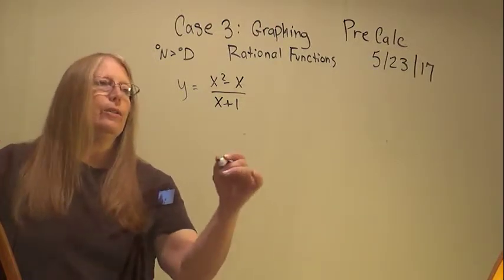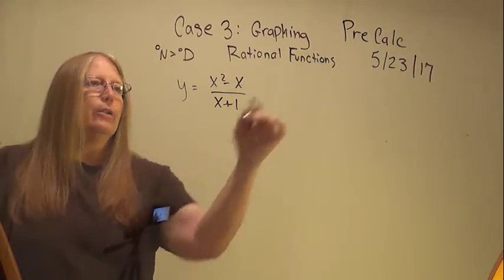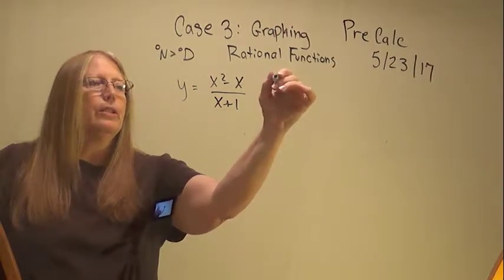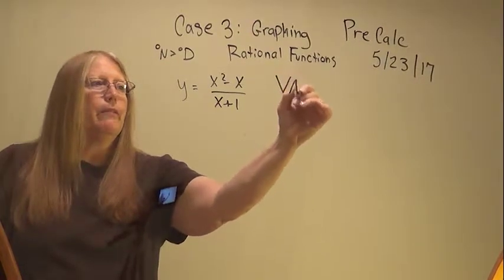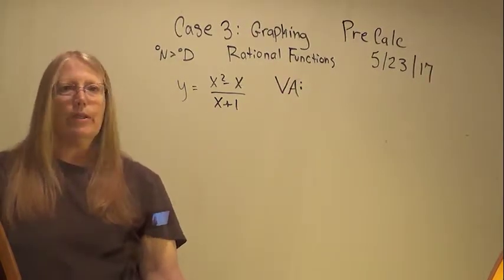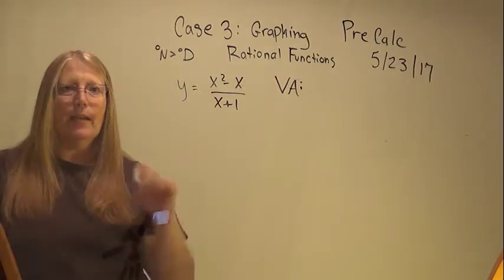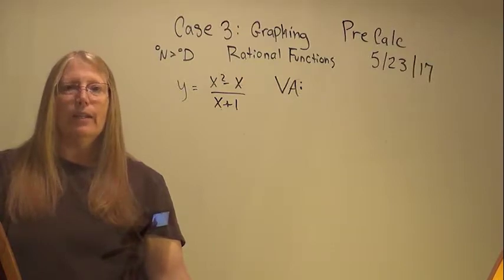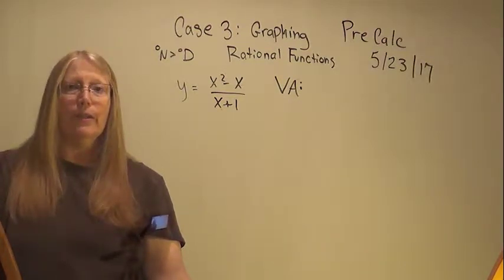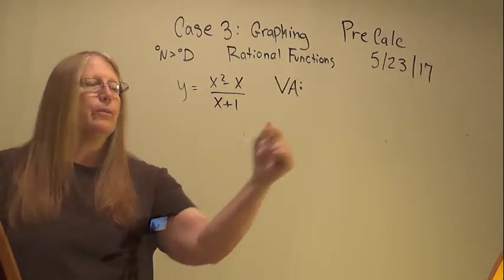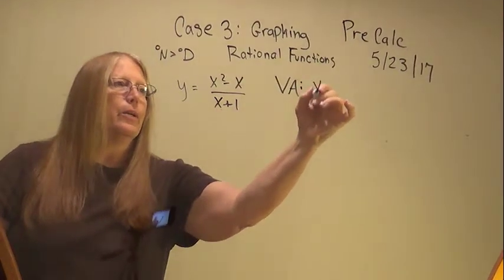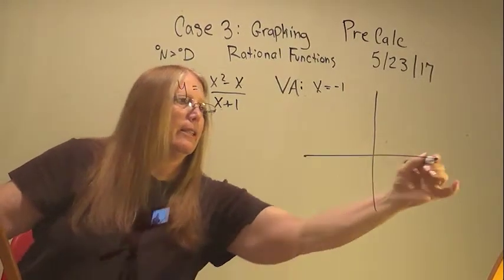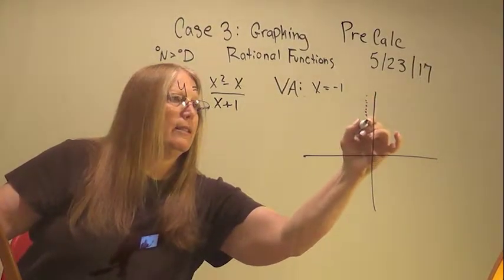We usually do VA-HA-HA, but this one's going to be a little different. We'll start with the VA, the vertical asymptote. Where do the eyeballs go? The eyeballs go here in the denominator. We're looking for values that we have to exclude from the domain. So x cannot equal -1. So that's where we will have an asymptote. So if I'm graphing this, x equals -1.